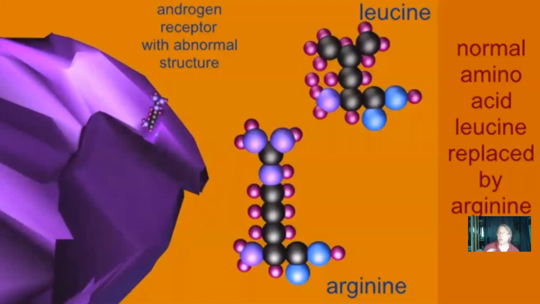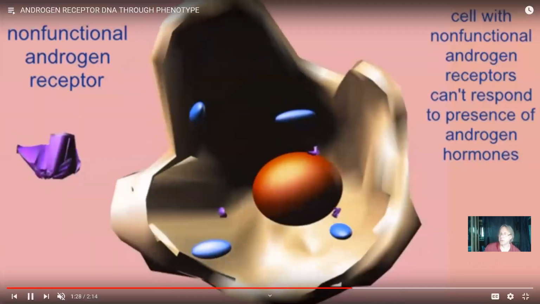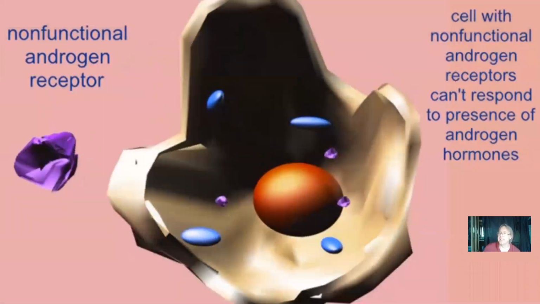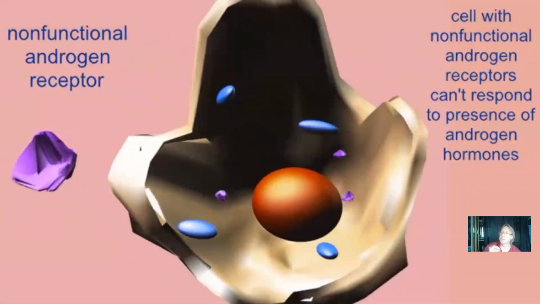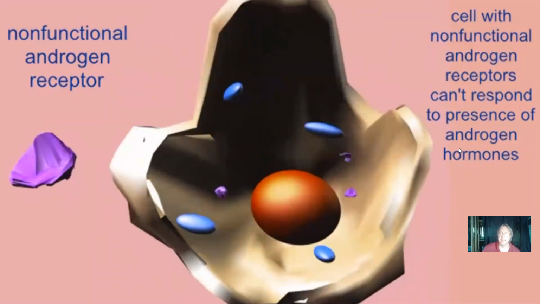And now this protein, which has arginine in it instead of leucine, would not work as it should. And so this could cause a genetic disease. This cell, for example, wouldn't be able to respond to testosterone because its androgen receptor has the inappropriate amino acid, because the DNA had made a mistake and informed it to put the wrong amino acid in the sequence.